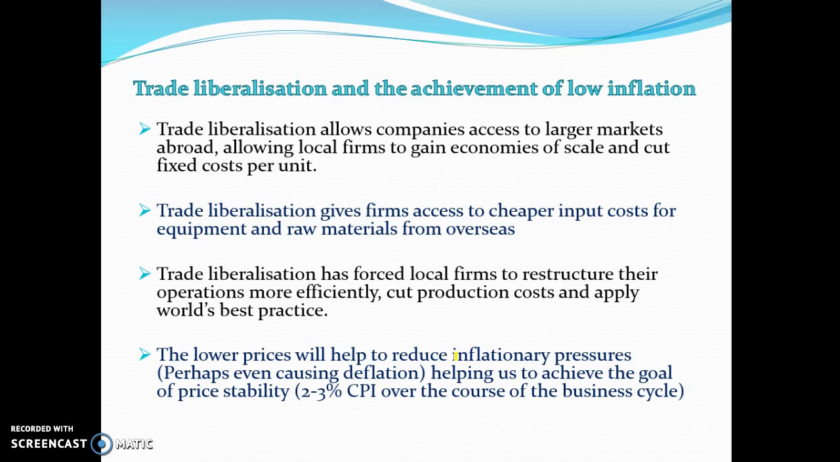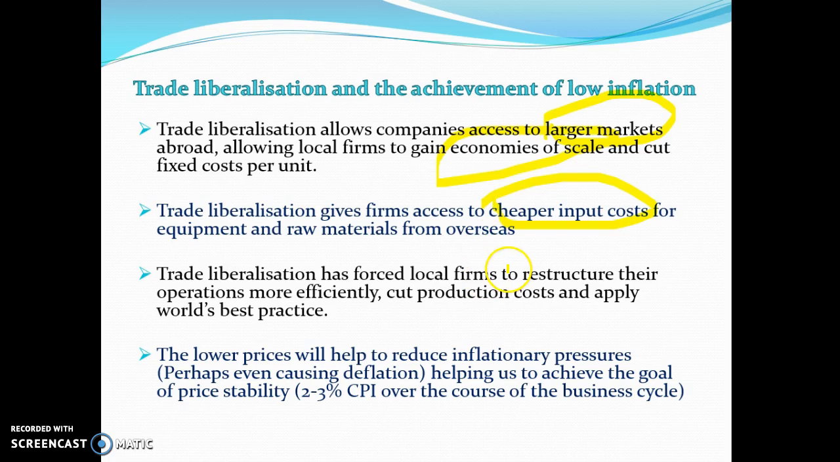Trade liberalisation also allows companies access to larger markets so they can take advantage of economies of scale. Trade liberalisation gives access to cheaper inputs. That's a really, I suppose, more straightforward one that you want to focus on as well. Imports are going to be cheaper if they don't have tariffs on them. So if they're cheaper, then that helps to reduce firms' costs of production.